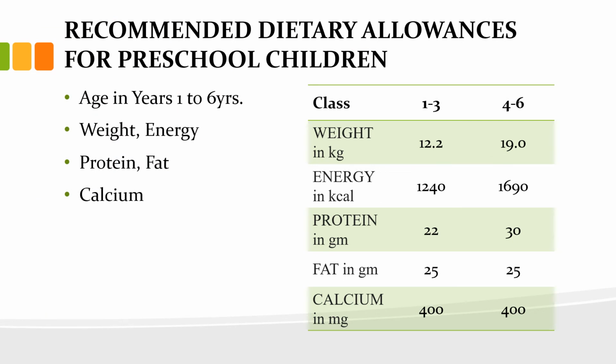Now these are the dietary allowances for preschool children, that is RDA, recommended dietary allowances, from age 1 to 6. From 1 to 3, the weight in kg is 12.2, and for 4 to 6 it is 19 kg. Energy in calories is 1240 for the 1 to 3 age group, and for 4 to 6 it is 1690. Protein requirement is 22 grams for 1 to 3 and 30 grams for 4 to 6. Fat requirement is 25 grams for both 1 to 3 and 4 to 6. Calcium is 400 milligrams for both age groups. So according to RDA, these are the requirements for weight, energy, protein, fat, and calcium.